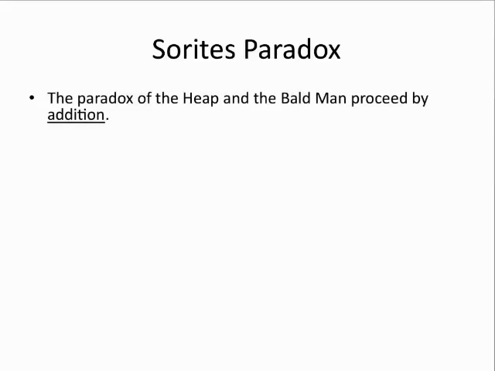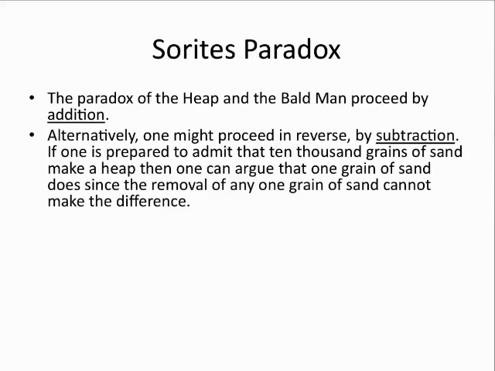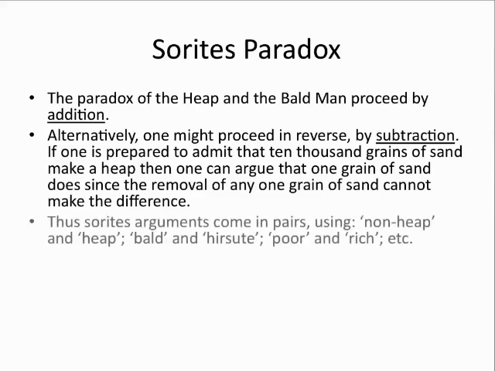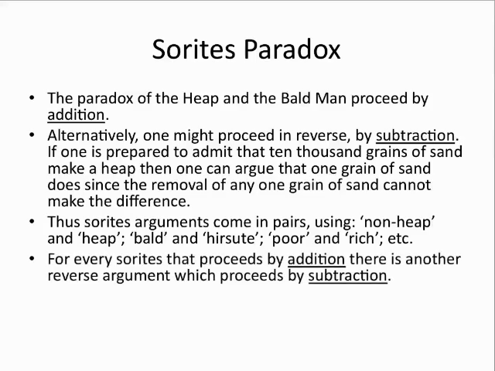You've noticed that these paradoxes both proceed by addition, but we could easily imagine them going in the opposite direction, by subtraction. We also note that Sorites arguments seem to pair opposites such as heap and non-heap, bald and hirsute, which means hairy, poor and rich, etc. For every Sorites that proceeds by addition, there's a reverse argument that proceeds by subtraction.